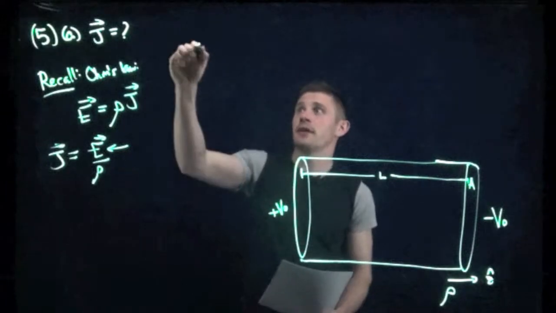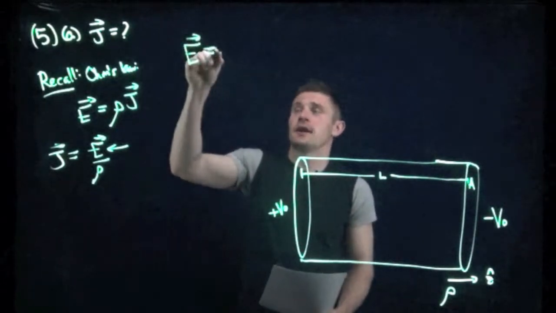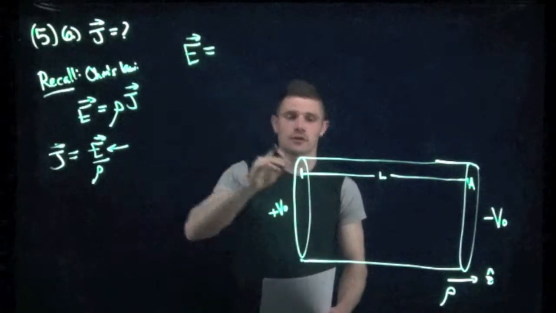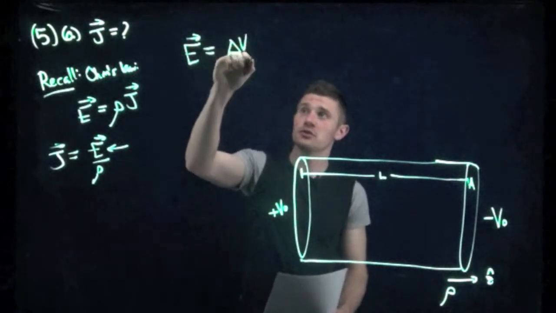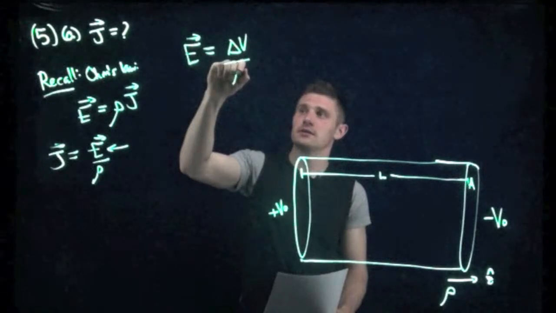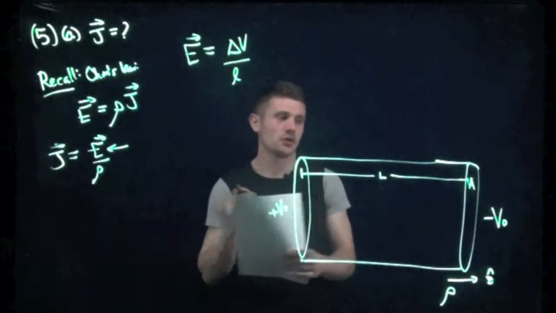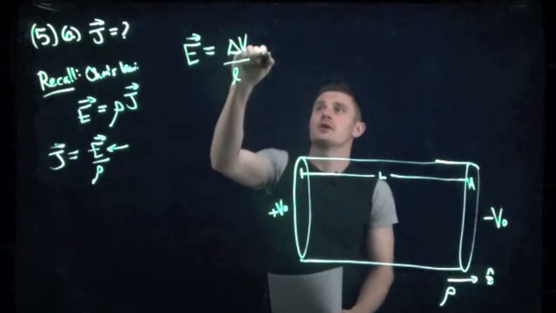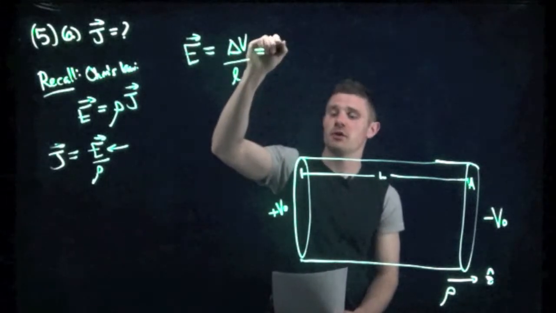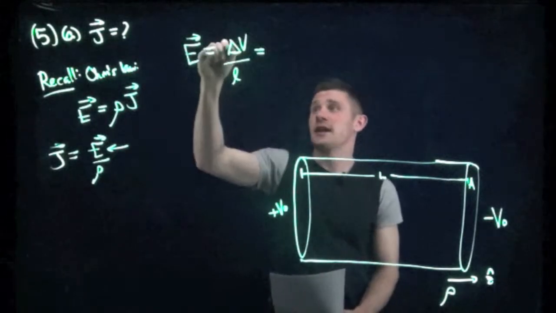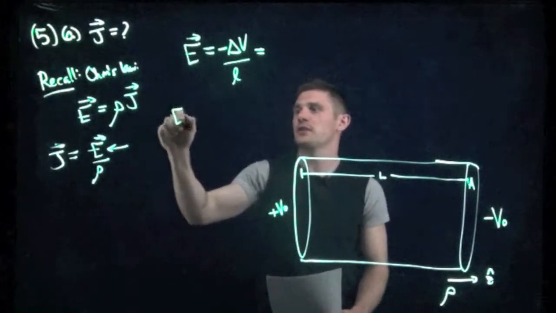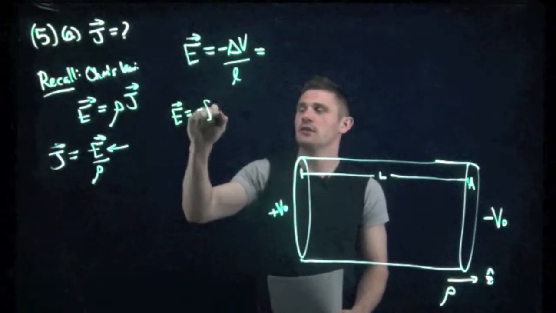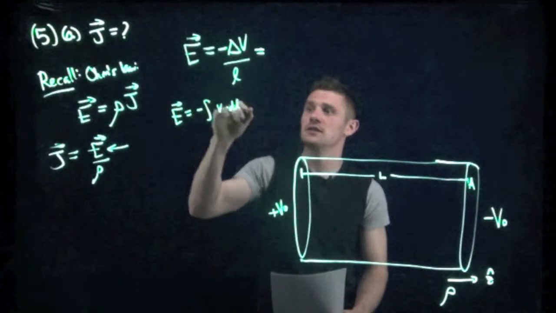E is easy enough to find for this wire, given that E in one dimension for uniform resistivity is just given by the change in potential over a certain distance, which in this case we'll call the length of the wire L. So it's the negative change in potential over our distance L that is given by E, because we know that E is equal to the negative integral of V dot dL.